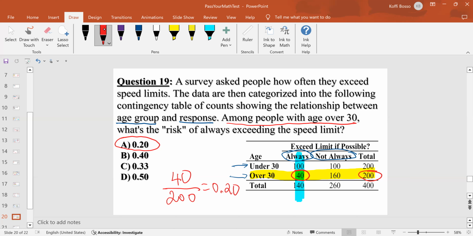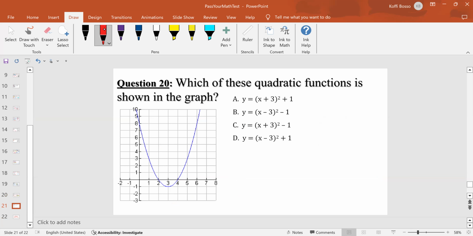Yeah. So maybe you could have a similar question in another video. But let's move to the last question, which is again a graph. Which of these quadratic functions is shown in the graph? So we have 4 quadratic functions, and we want to know which one is this.